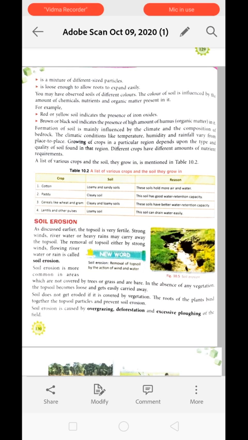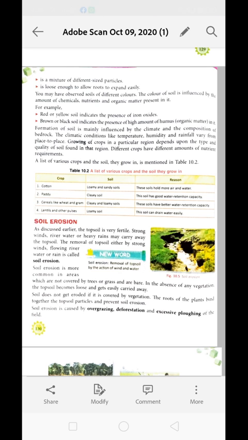You may have observed soil of different color. Color of the soil is influenced by the amount of chemical or nutrient which is present in the soil. For example, red or yellow soil indicates the presence of iron oxide. When the soil contains more iron oxide, the soil will appear red in color. Next, brown or black soil indicates the presence of a high amount of humus, because when the amount of humus is high, it gives it a black color. That is why our topsoil was black in color.